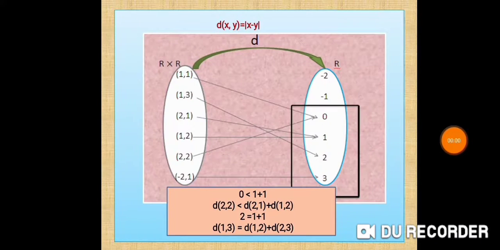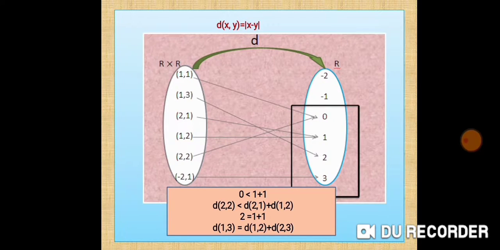Given d is a function from R cross R to R defined by d of (x, y) equal to modulus of x minus y. Consider (1, 1), (1, 3), (2, 1), (1, 2), (2, 2) and (minus 2, 1) which belongs to R cross R. First, we find all the elements of R cross R by using d of (x, y) equal to modulus of x minus y. We show that d is a metric on R.